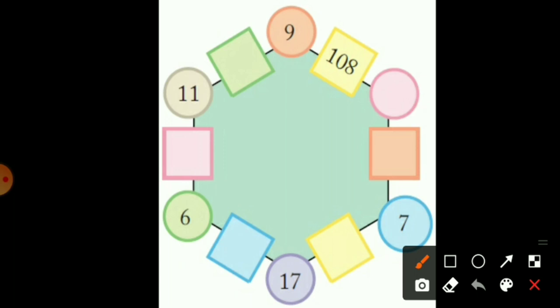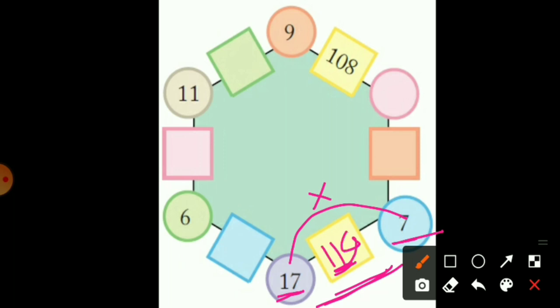So first come to the bottom side. Here you can see 17 is in a circle and in another circle we have 7. So to fill this square we have to multiply 7 and 17. So 17 times 7, yes, 119. So here you can write 119. Next, to fill this square, what we have to do? We have to multiply 17 with 6. So 17 times 6, you will get 102.